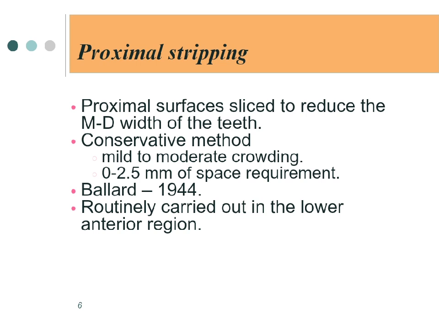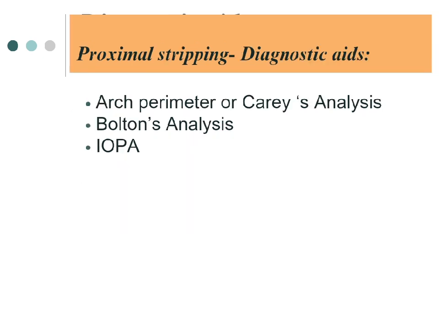It was given by Ballard in 1944. It is routinely carried out in the lower anterior region. Diagnostic aids of proximal stripping are arch perimeter analysis or caries analysis, Bolton analysis, and also the intraoral periapical radiograph.